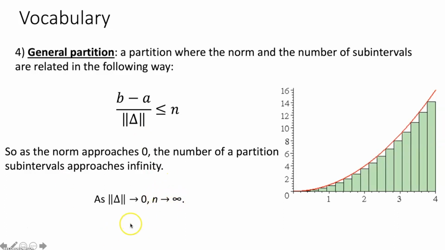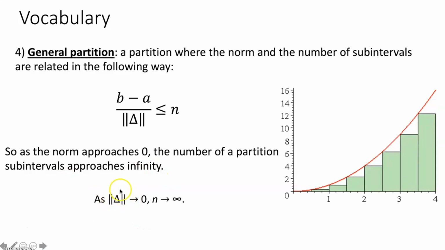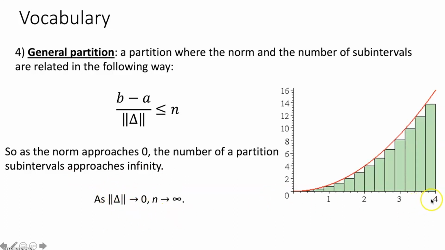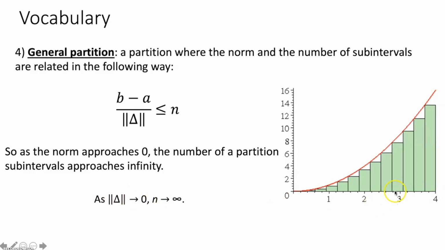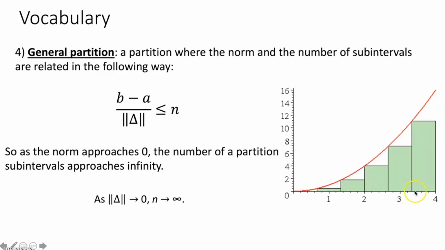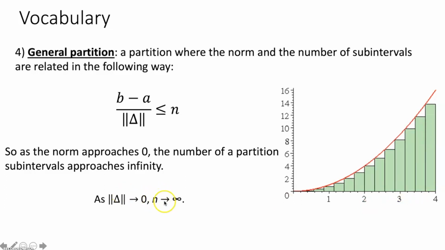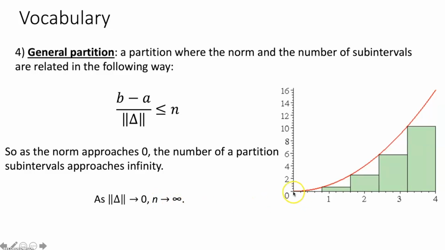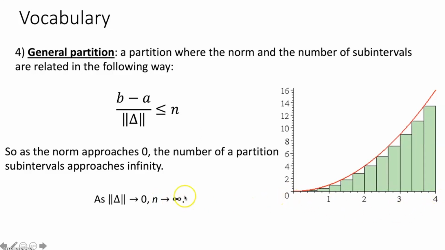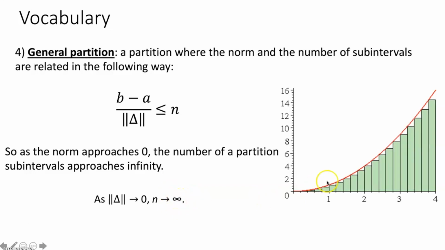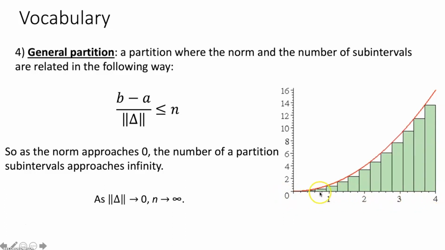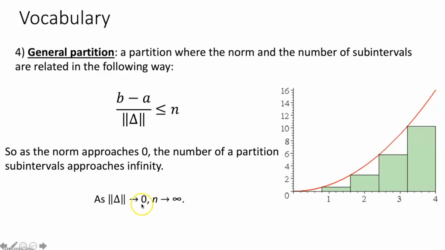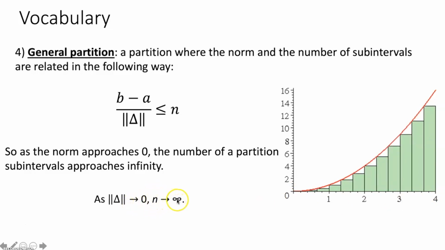What this is saying is that as your norm, the width of your largest subinterval within a given partition from a to b, approaches 0, meaning the width of your largest subinterval gets closer and closer to 0, it gets smaller and smaller, the number of subintervals that it's going to take to span that entire interval, that entire partition, has to approach infinity. Because as the width of your largest subinterval gets smaller and smaller, the more subintervals you're going to need to fill that given interval, that given partition. So as your norm approaches 0, the number of subintervals would approach infinity.